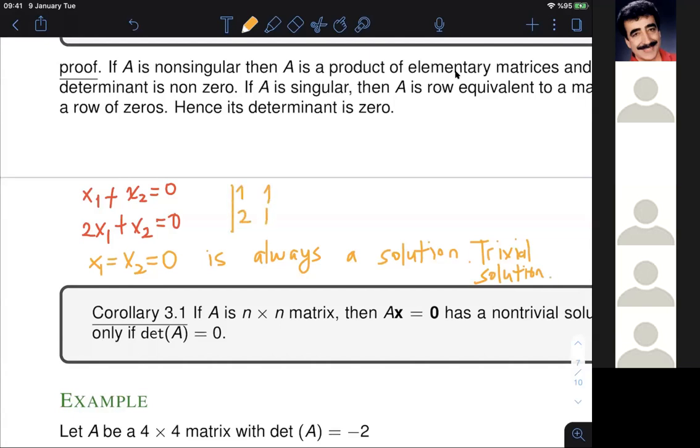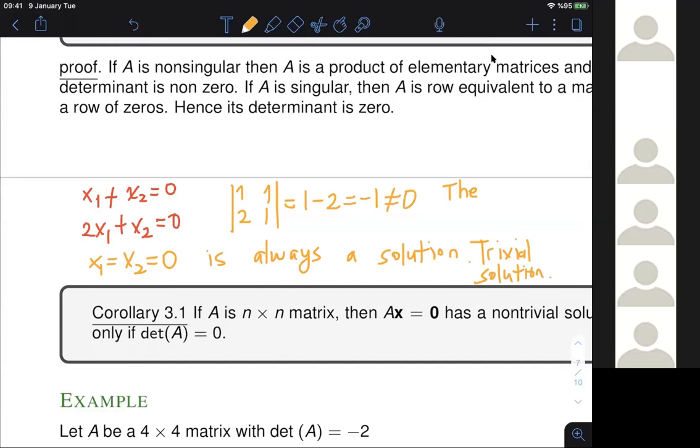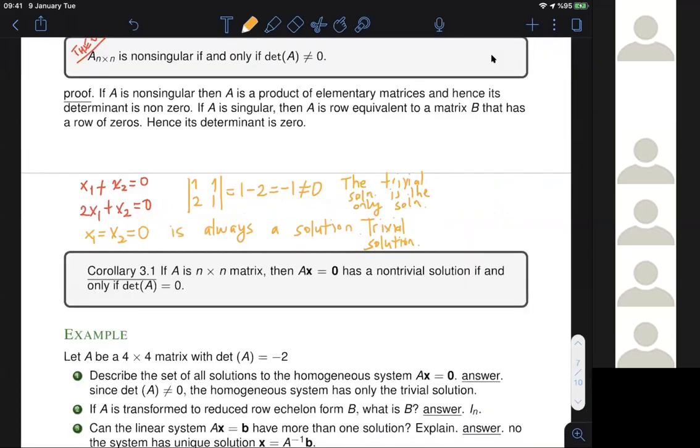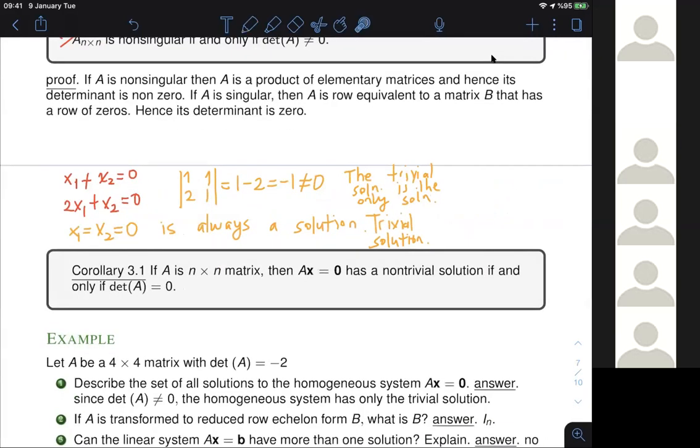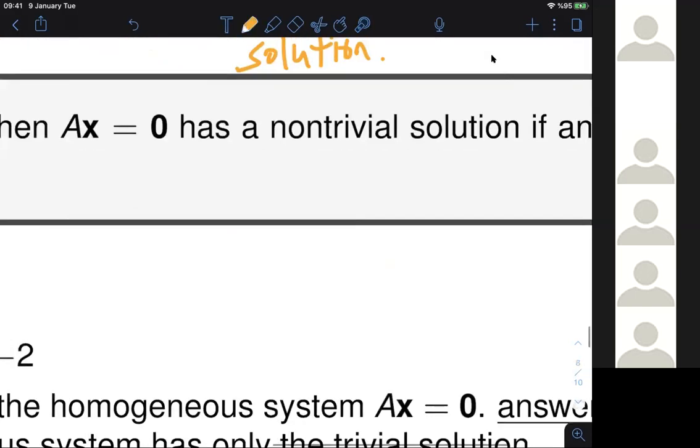If it is non-zero, the trivial solution is the only one. So this is 1 minus 2, which is minus 1. This is not 0. So the trivial solution is the only solution. This system does not have any other solutions except the trivial solution.